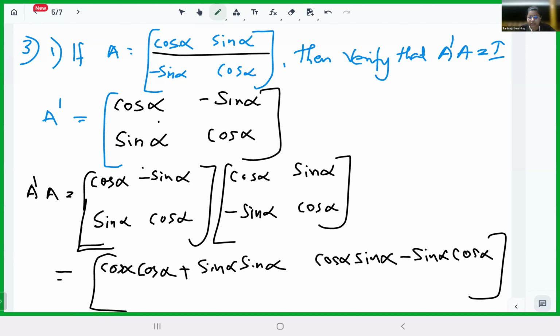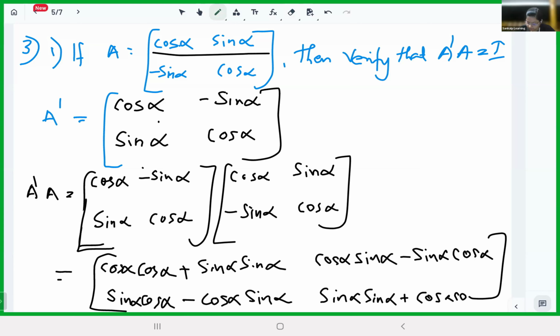Second row, you multiply the second row with the first column of the second matrix. Then you'll get the third element. So sin alpha into cos alpha, then cos alpha into minus sin alpha. So the result is minus cos alpha sin alpha. All right. Now you multiply the second row with the second column. So sin alpha into sin alpha plus cos alpha into cos alpha.